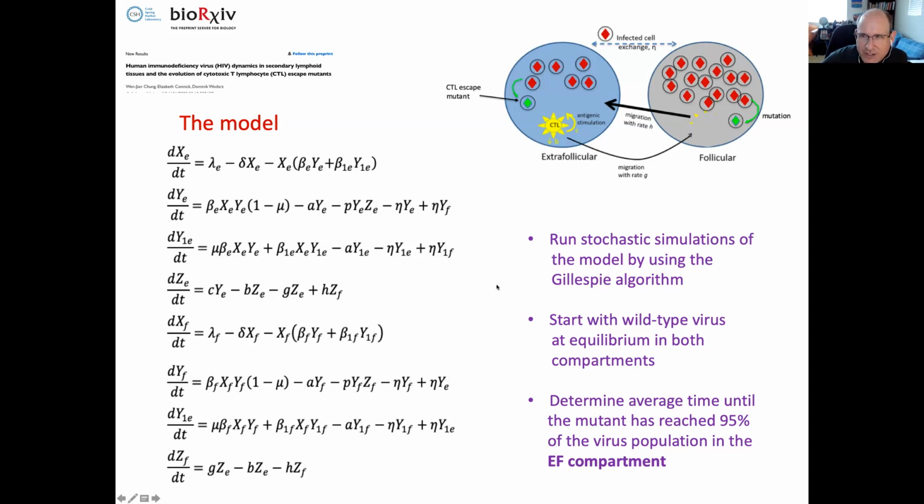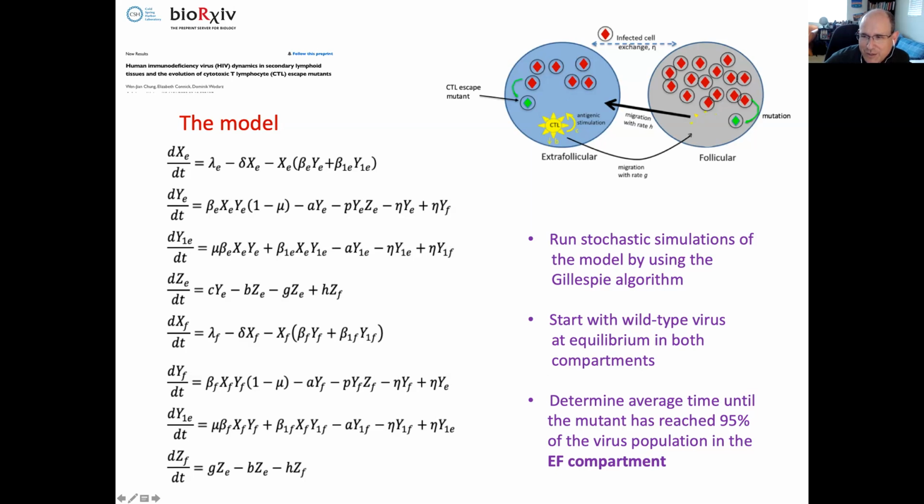And so we want to study the time it takes for a mutant to invade the extrafollicular compartment, because it'll never invade the follicular compartment since there's no selection pressure there. So we want to look at the time until the mutant virus in the extrafollicular compartment becomes dominant. To do so, we run stochastic simulations of this system using a Gillespie-type algorithm. We start with a wild type virus at equilibrium as predicted by the ODEs, with mutations being generated at a given rate mu. We let it run, and we determine the average time it takes for the mutant to reach 95% of the virus population in the EF compartment.